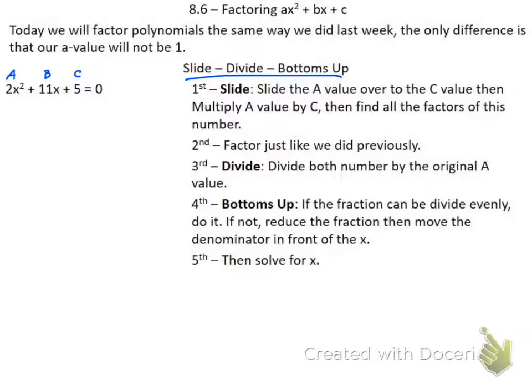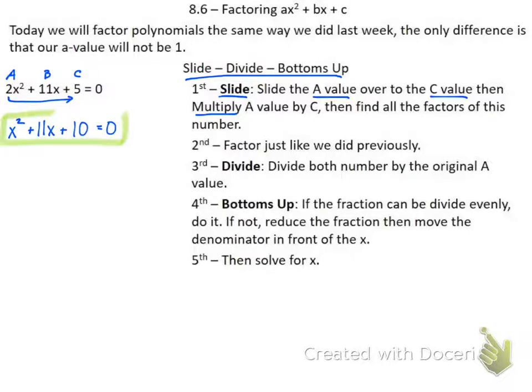So the first step that we have is we're going to slide. The slide is I'm going to slide the a value over to the c value and then multiply them together. So I'm actually going to go ahead and grab the 2 and I'm going to draw it. I'm sliding it over to the 5 and then I'm going to multiply them together. So my new equation will be x squared plus 11x plus 10 is equal to 0. Once I'm here, this is going to be the new equation that I'm working with.